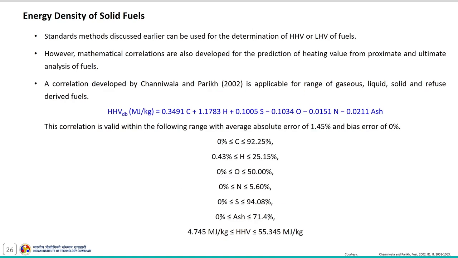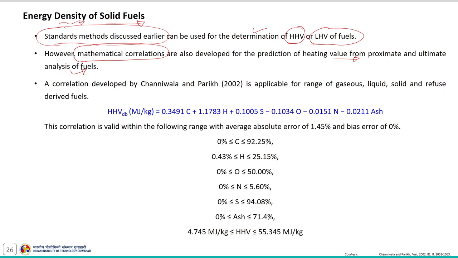The next important topic in the thermochemical conversion process is the energy density of the produced solid fuels. And if you recollect, we discussed this concept in one of the lectures in the earlier module, where we discussed the standard methods which are available or can be used for the determination of higher heating value or lower heating value of fuels. However, some mathematical correlations are also developed for the prediction of heating value from the proximate and the ultimate analysis of the fuel.